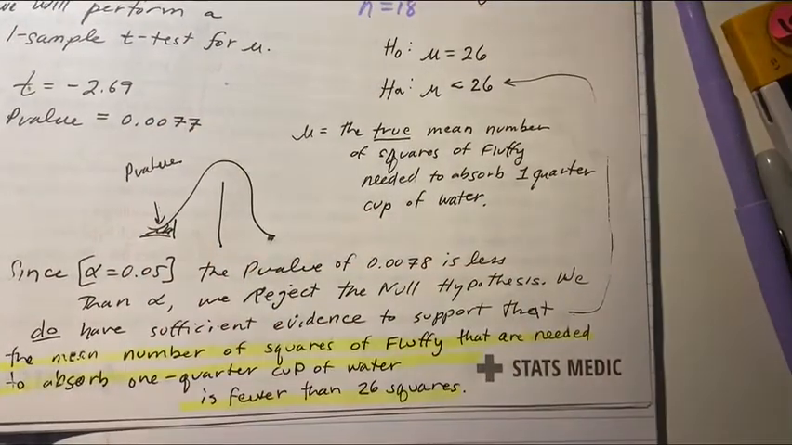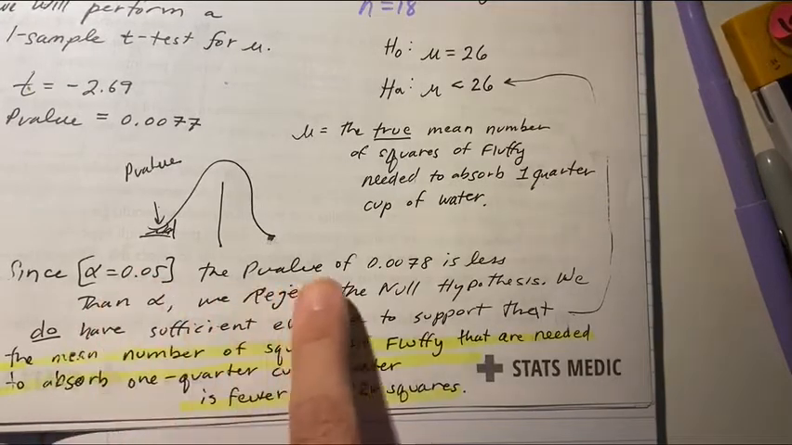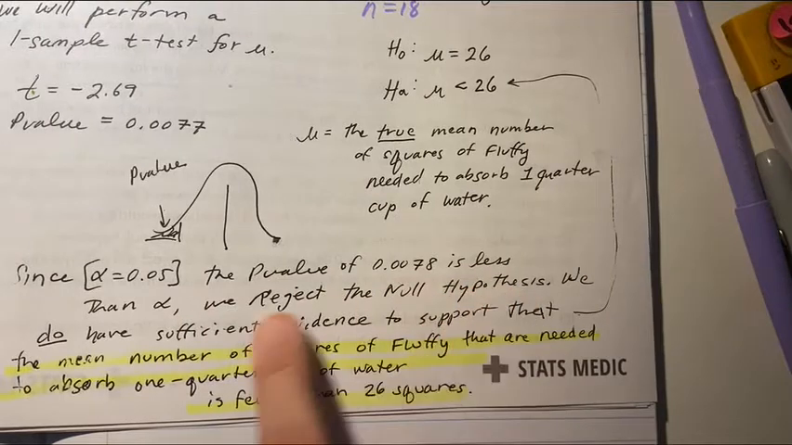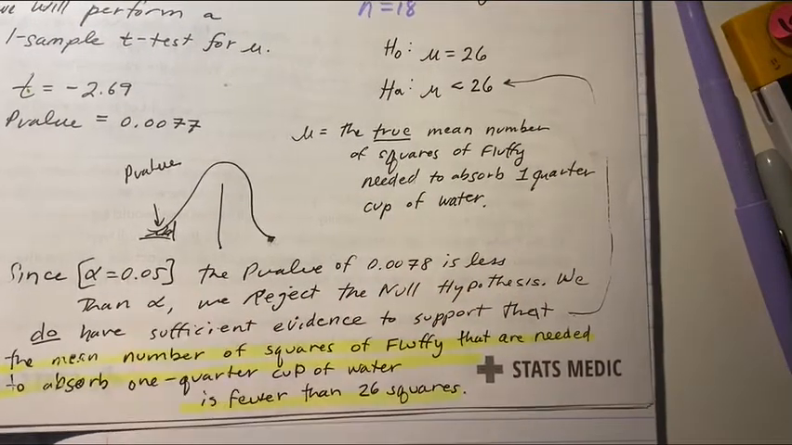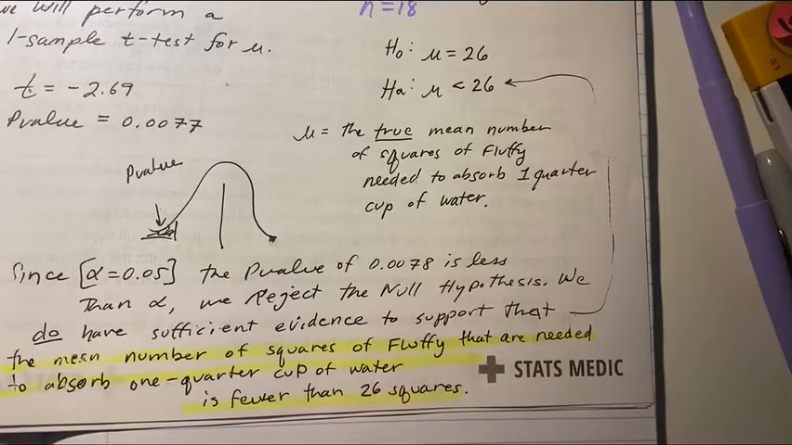So if you were doing a free response, we would say, since the p-value is less than 0.05, we would reject the null hypothesis. We do have sufficient evidence to support that the mean number of squares of Fluffy needed to absorb 1/4 cup water is fewer than 26. Check out the next video for 28, 29, and 30.